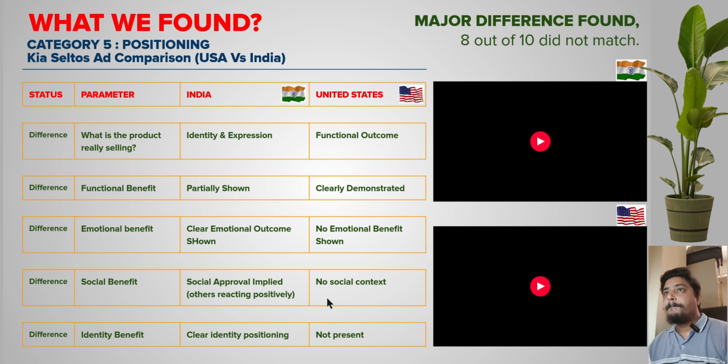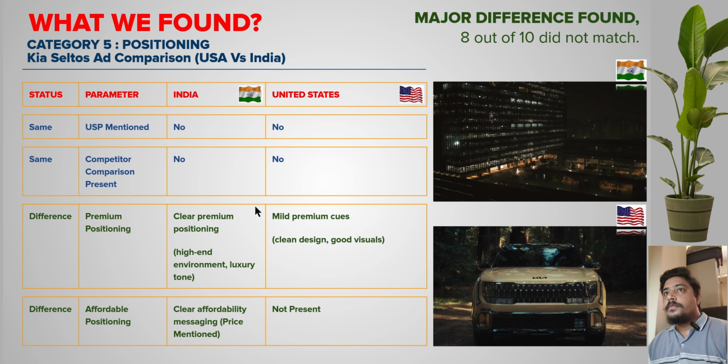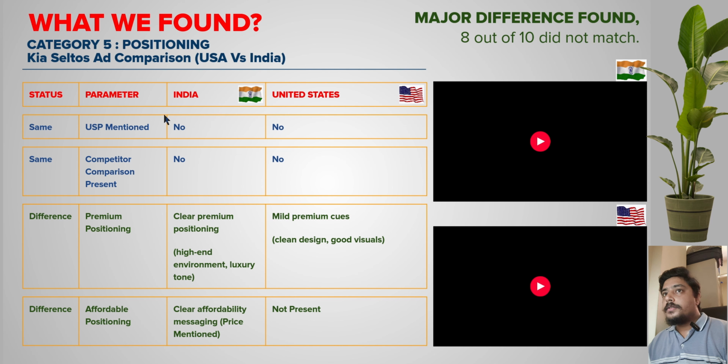American ad. Now the two parameters that match in positioning are the USP and the competitor comparison, because in both the Indian and American ads they did not show these two things. USP is basically unique selling proposition, and competitor comparison. You won't see both of these things in either of the ads.